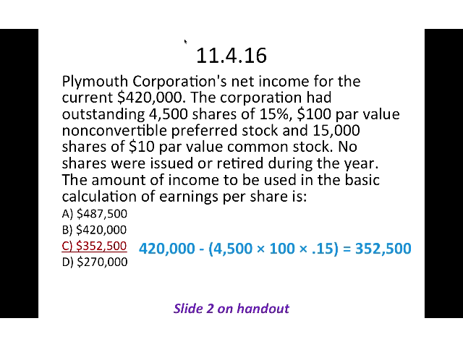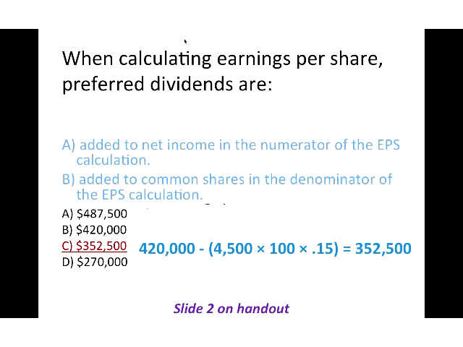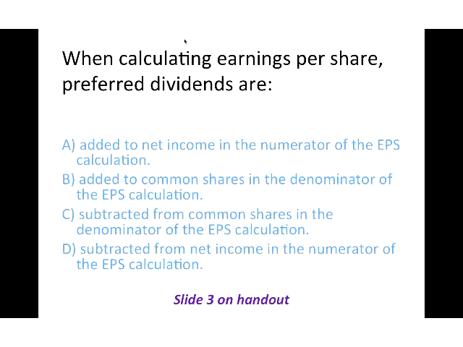Okay, next one. When calculating earnings per share, what are we going to do to preferred dividends? Add to net income in the numerator, add it to common shares in the denominator, subtract it from common shares, or subtract it from net income? So think about what we're doing when we're calculating earnings per share, which we just did that formula.